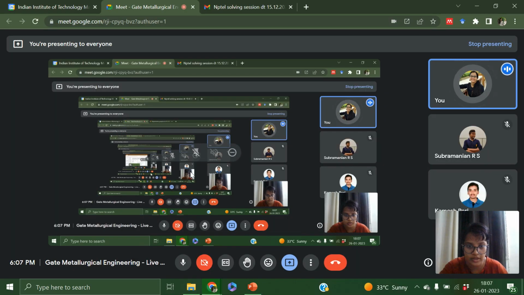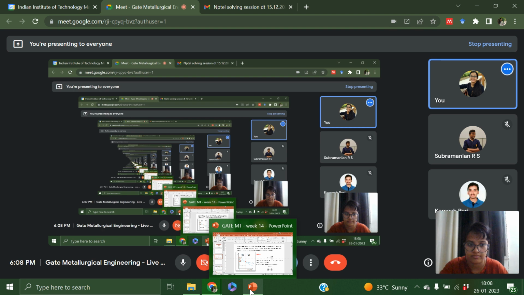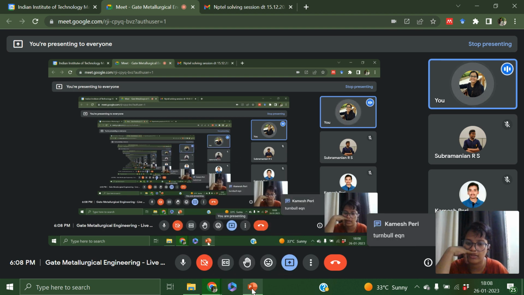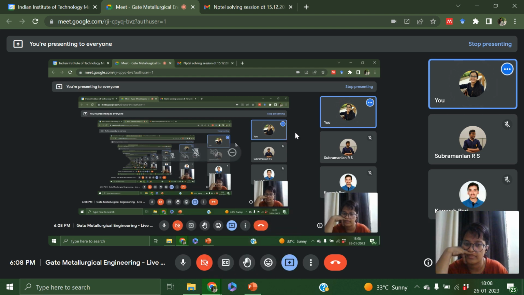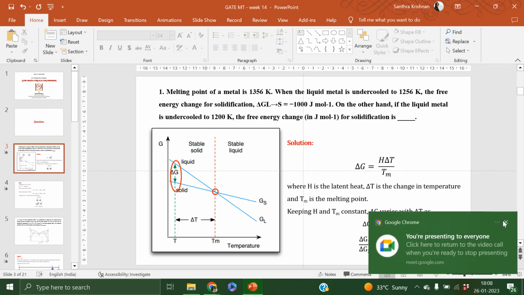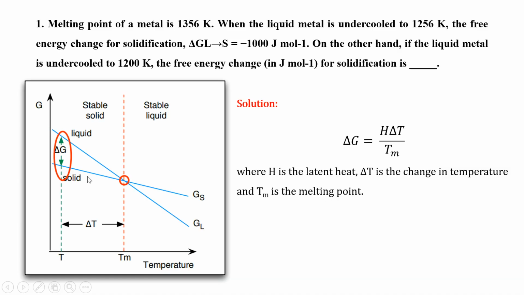Does either of you know, or should I explain? Okay, can you give me the equation, how the equation is? Yes, that is the equation that we'll be using. Delta G is equal to H delta T by Tm. So, in that case, how it will be?